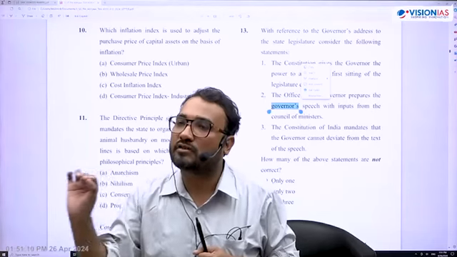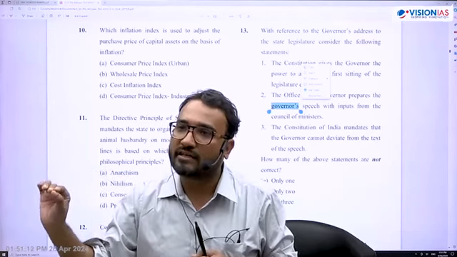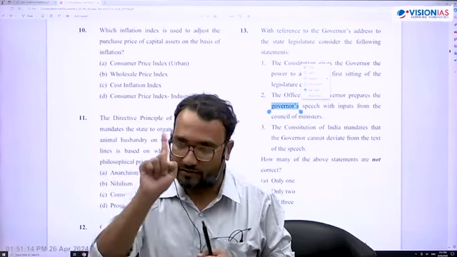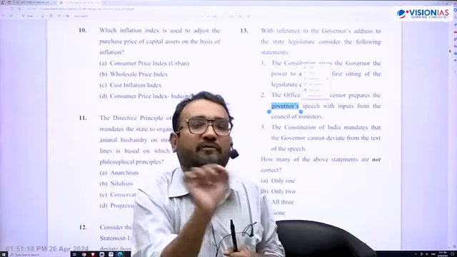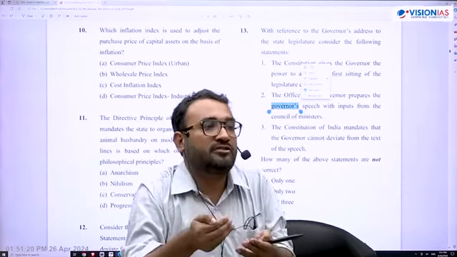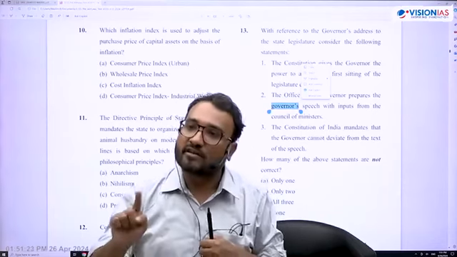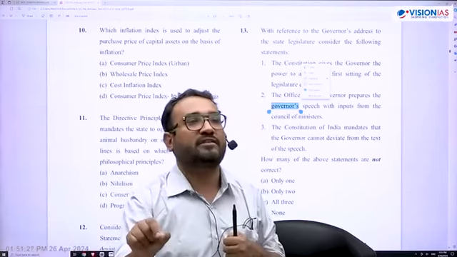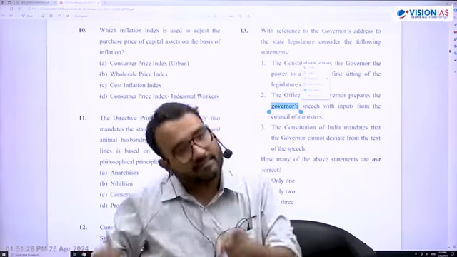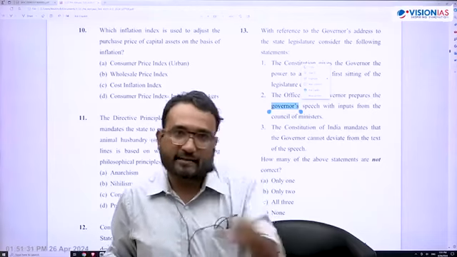There is no such constitutional compulsion on the governor even if it is sent for the second time. First point. Second, the president has an implied discretion. The president doesn't have a written discretion, only a situational discretion that is implied, but the governor has an explicit discretion mentioned in Article 163 of the Constitution.